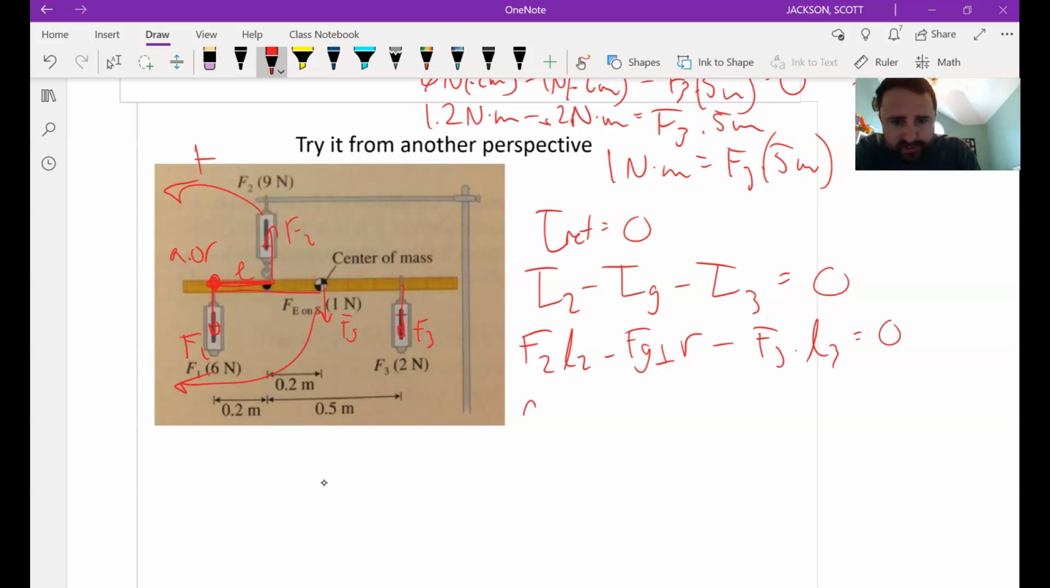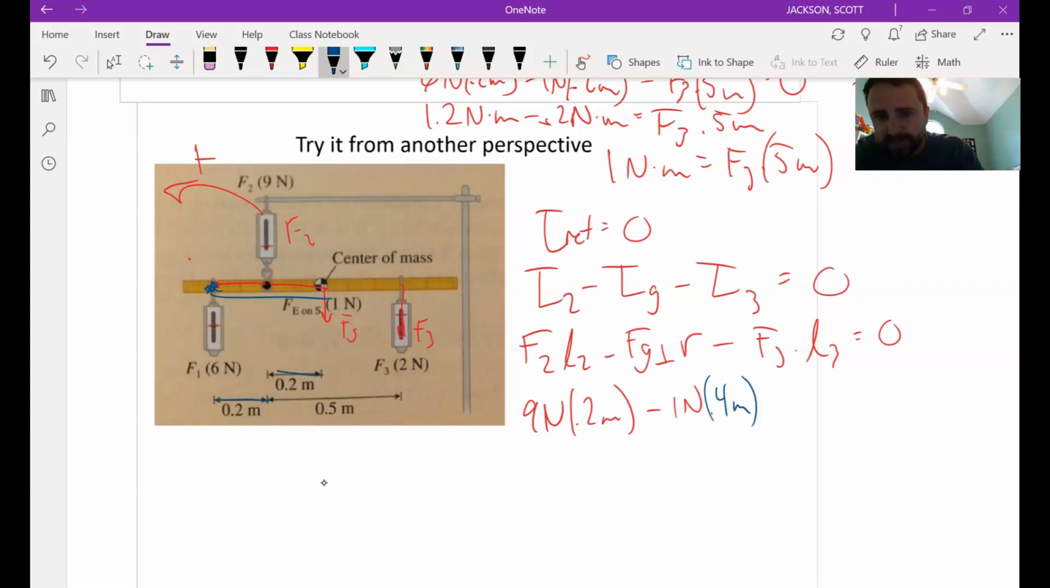So force of 2, that's 9 newtons. What's that lever arm here? So on this one, that is from here to there, so that's 0.2 meters, minus the force of gravity. Right? The force of gravity is 1 newton, and the distance from the axis of rotation here to that force? Well, there's 0.2 and 0.2, so that's 0.4 meters.